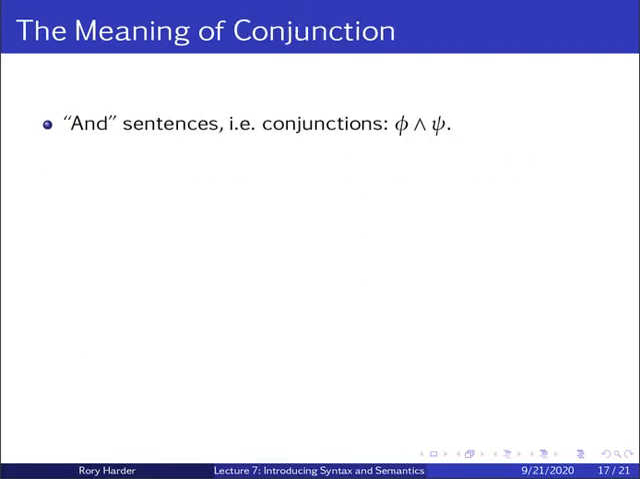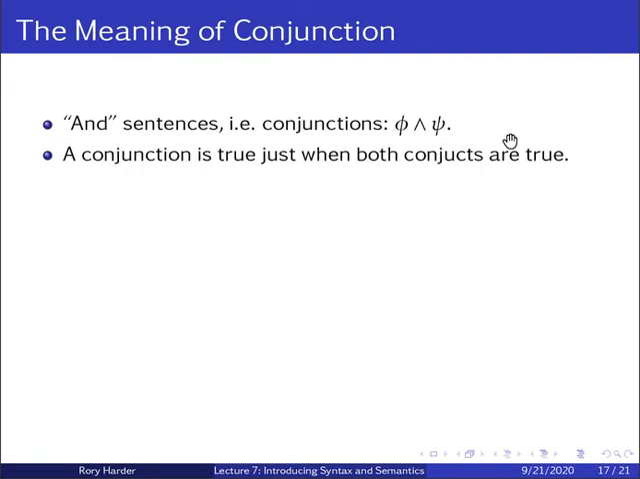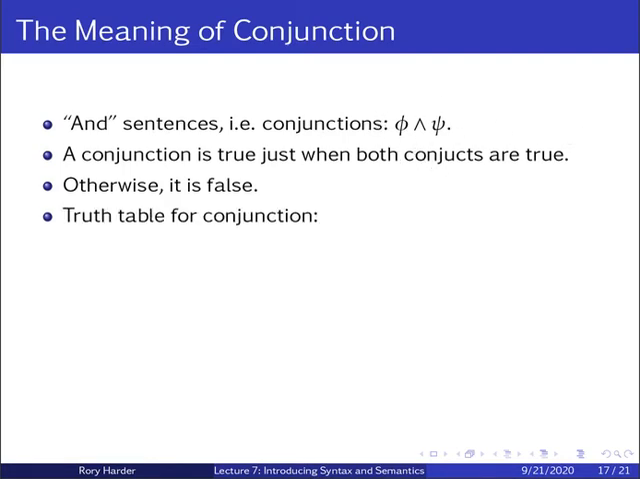Here's how conjunction works. Conjunction has to do with "and" sentences, for instance, sentences of the form phi and psi. A conjunction, this entire sentence phi and psi, is true just in case both conjuncts are true. So in order for this entire sentence phi and psi to be true, phi has to be true and psi has to be true. And if either phi or psi is false, then the entire sentence is false. This is represented by the following truth table.